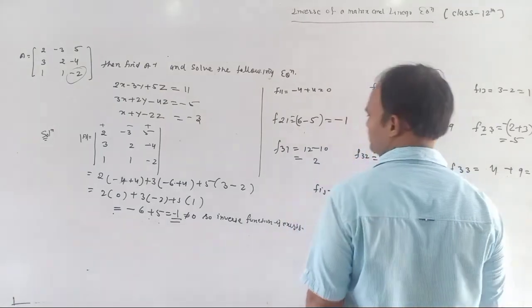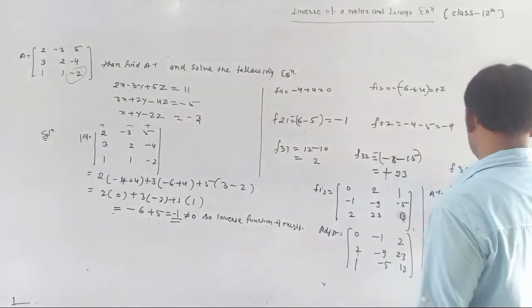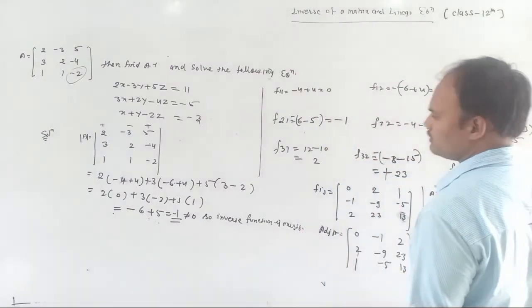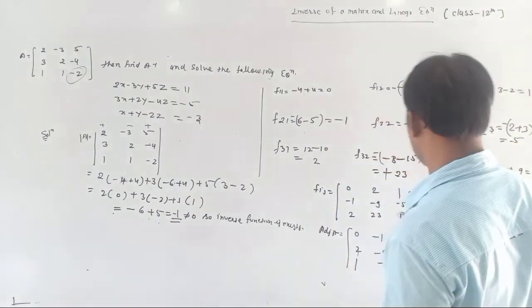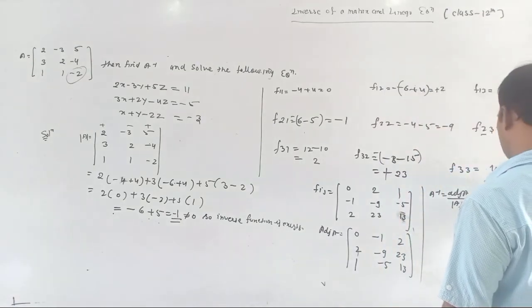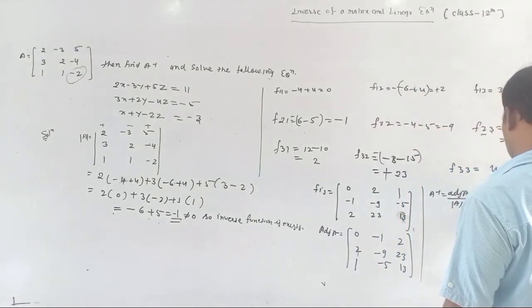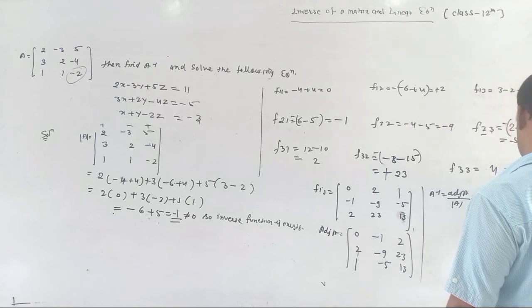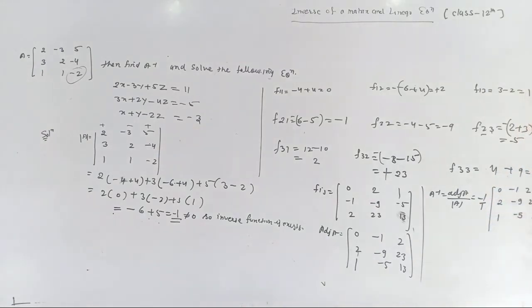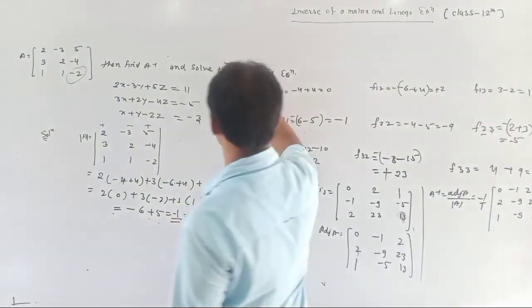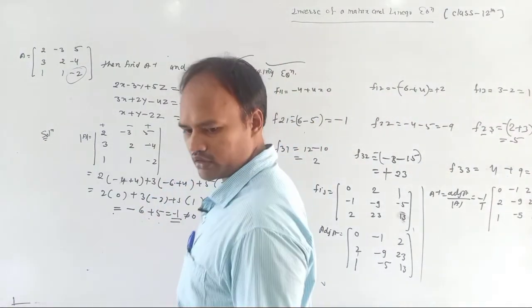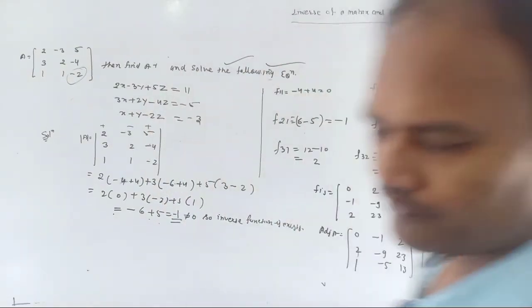So we can say that it is minus 1 upon 1 times the matrix 0, minus 1, 2, 2, minus 9, 23, 1, minus 5 and 13. So this is A inverse, students. So A inverse is completed and we have to solve the given equations by it. So now we are going to solve this.